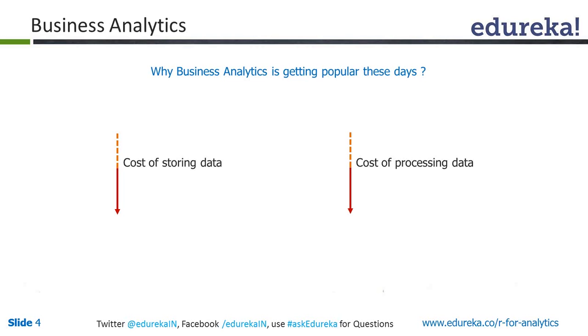The cost of RAM memory, if you ask me, has gone down so much in the years that if you know Moore's law, it has followed Moore's law. It has gone critically down over the years, and that's why the cost of storing data is very low nowadays. Correct. So that's the reason that business analytics is getting popular.